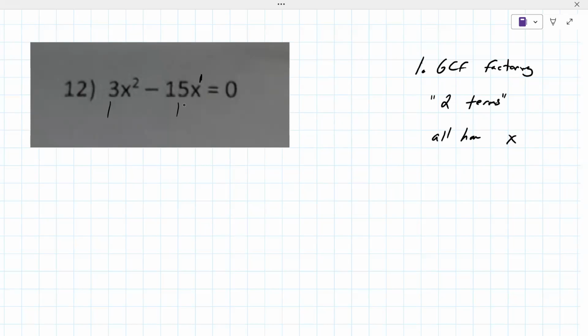Do you have any idea what I'm talking about? Kind of. Okay, so for both, you choose the lowest degree exponent. Yes. Okay, so tell me what goes in parentheses here. Oh, okay. 3.